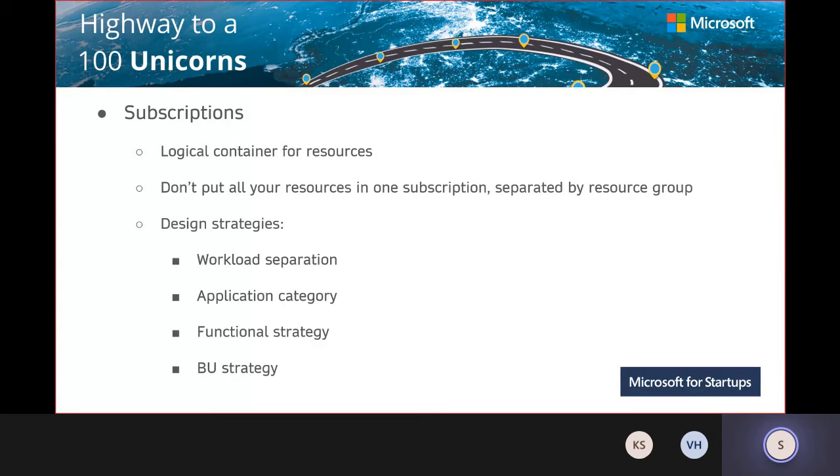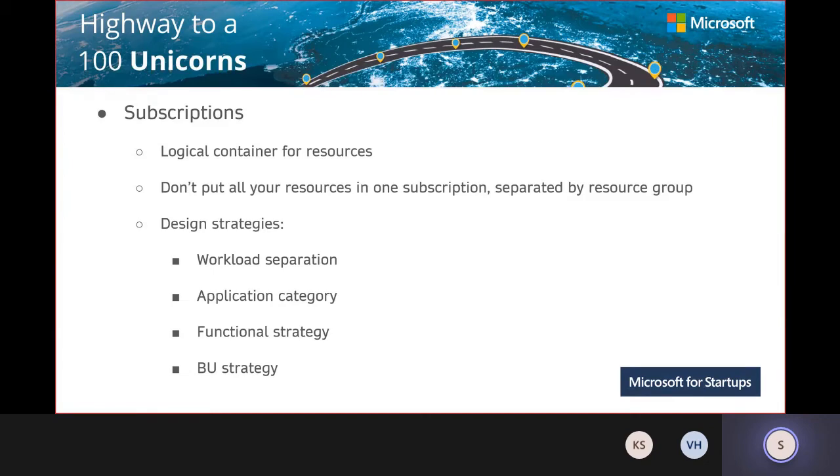There are different ways in which you can break your subscriptions. You can break it on the basis of workload, where you can say you have your development workload in one subscription, and you have your production workload in another subscription. You can break it down into your application categories. Whatever is mission critical, you can put it into one subscription. You can break it down as per your functions: all of my IT applications in one subscription, all of my security applications in one subscription.